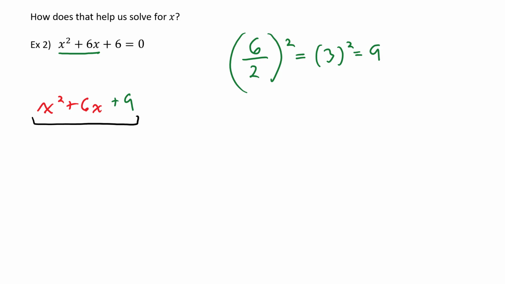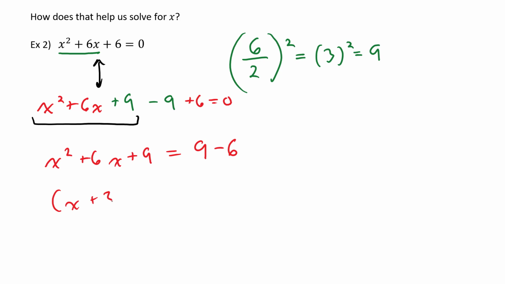However, I cannot just add 9 to an equation. I can do that if I also subtract 9. These two are now equal. What I'm going to do now is keep my perfect square trinomial on one side and move everything else to the other side. I am then going to factor that perfect square trinomial. X plus 3 squared is equal to, combine those together, 3.